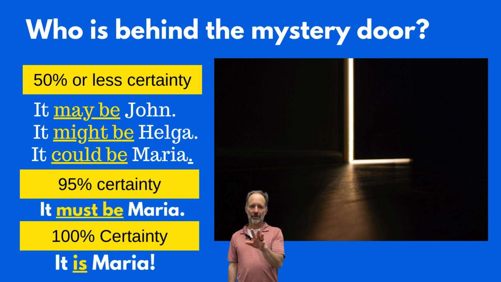So a quick review. Who's behind the door? If I'm less than 50% sure, I don't know. It may be John. It might be Helga. It could be Maria. If I'm 95% sure, I would say, oh yes, it must be Maria. If I'm 100% sure, I would say, it is Maria.